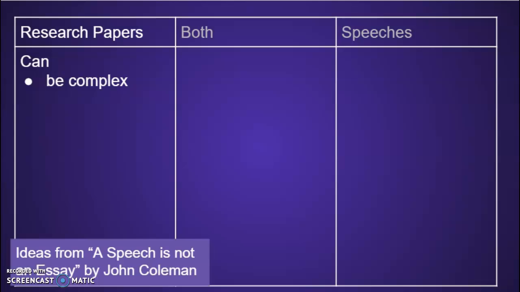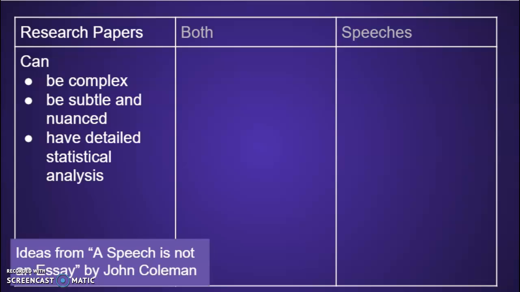So first we'll start out with things from the article that you read. Research papers can be very complex. They can be subtle and nuanced, which means there can be slight differences, very detailed explanations, and very detailed statistical analyses. And they can do this because in a paper, the reader can always go back and reread a section if he or she doesn't understand something. Speeches, on the other hand, do not give the audience a chance to go back. Once an audience has heard something, they can't just pause you, rewind, and re-listen to something if they miss it.